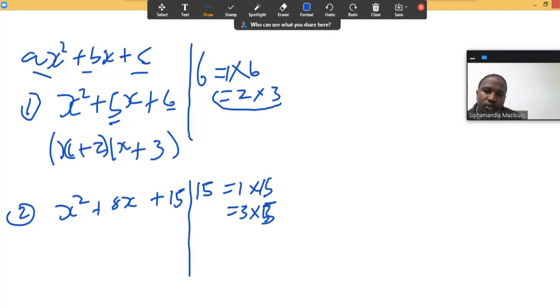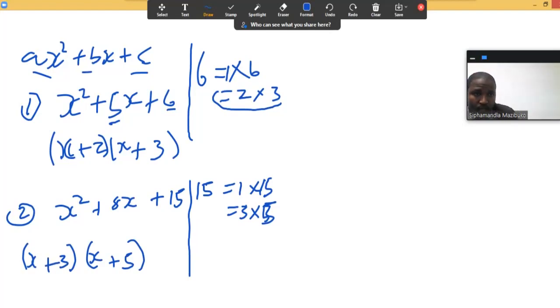So now we're looking at two factors that when we multiply them, they give us the last term, and when we add them, they give us the middle term. In this case, 3 times 5 gives us 15, and 3 plus 5 also gives us 8. So let's write our factors. We open the bracket, we close the bracket. We're looking at x and x. We're looking at our factors being 3 and 5. So this is positive and this is positive. So we're done. We have factorized this one as well.